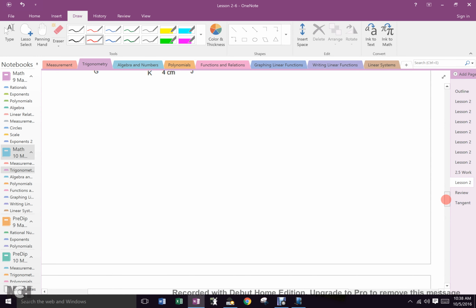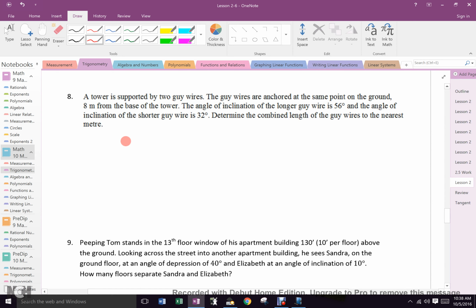Let's go to, it should be number probably 16 for you guys. The tower supported by the guy wires. What is it? 16? Okay. I need a triangle, yes? Right? So let's draw it.